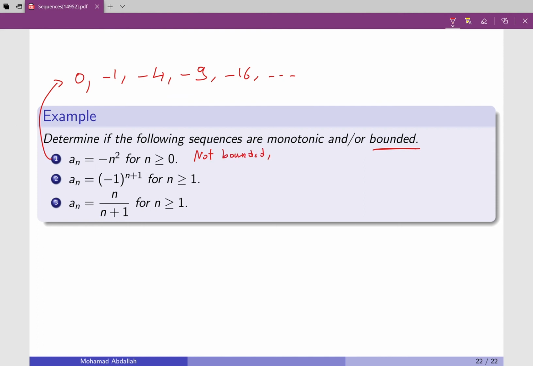Now, is it monotonic? So is it always increasing or is it always decreasing? Well, we can clearly see that this is always decreasing. Okay, so this is always decreasing, so it's monotonic.